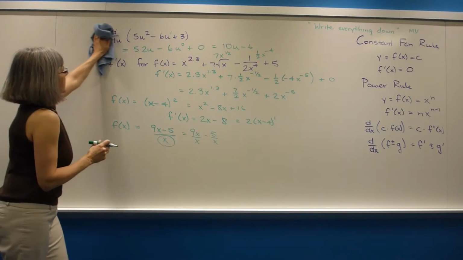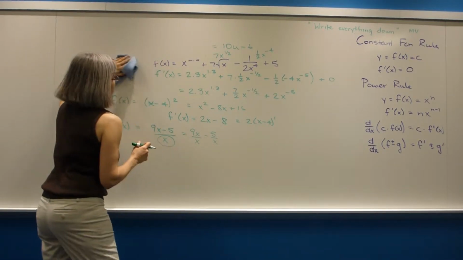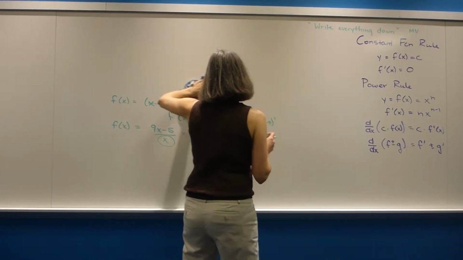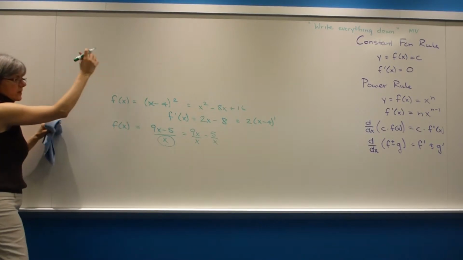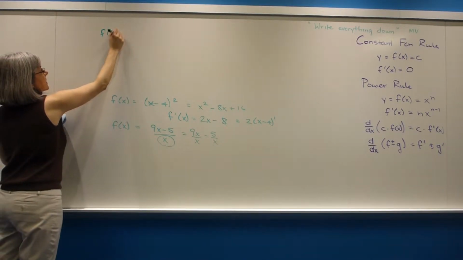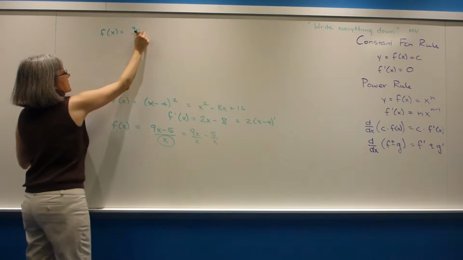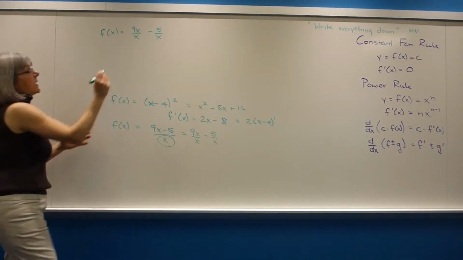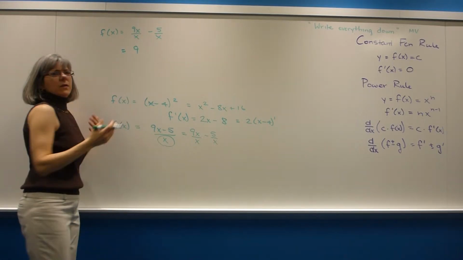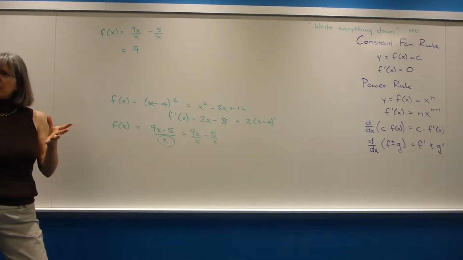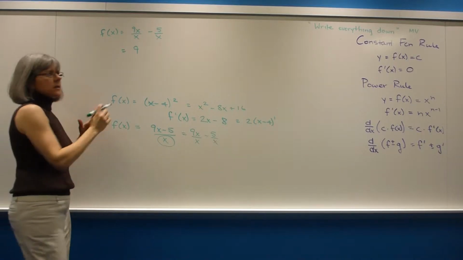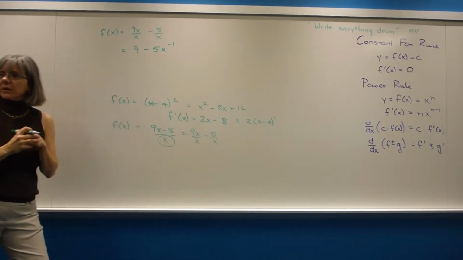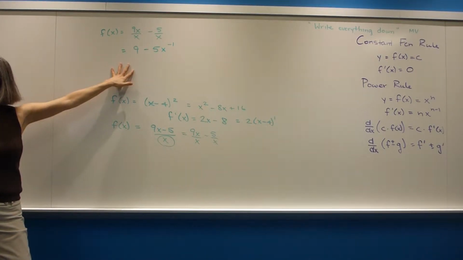Let me come up here. Okay, so now I have f of x is 9x over x minus 5 over x. So 9x over x is 9. 5 over x, that's pretty close to power rule. How can I rewrite that? 5x to the negative 1. Yeah, I just need to move that x to the 1 up into the numerator. Now this should look pretty easy.